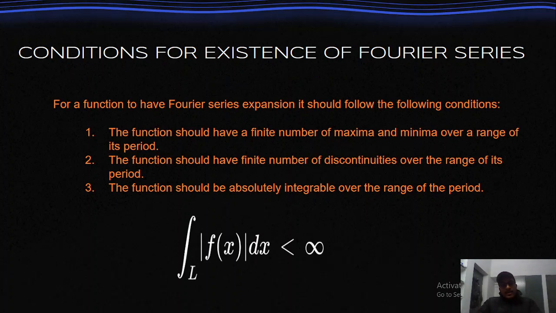So now we look at the conditions for existence of Fourier series. So here we can see that there are three conditions for a periodic function to have a Fourier series expansion. The function should have finite number of maxima and minima over a range of its period. That's the first condition. Then second condition is that it should have a finite number of discontinuities over range of its period. So discontinuities are allowed in its range of the period, but the discontinuities should be finite.